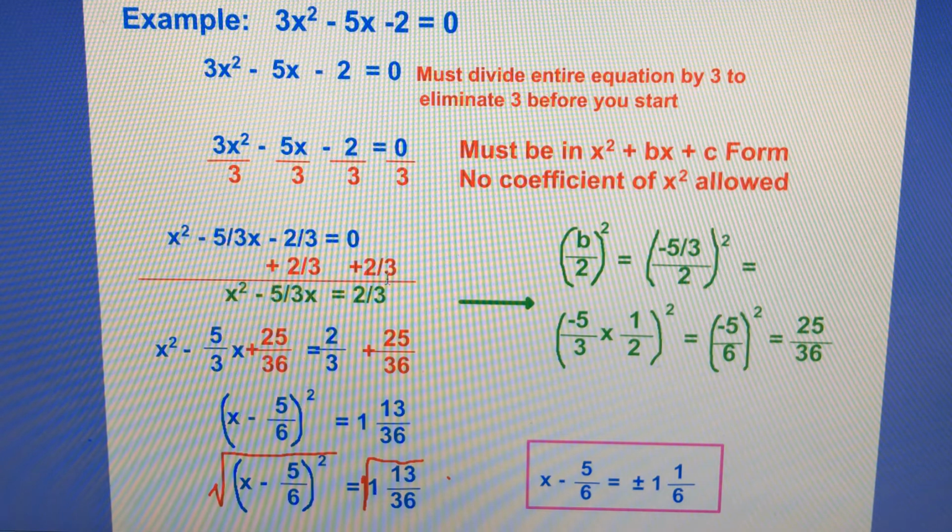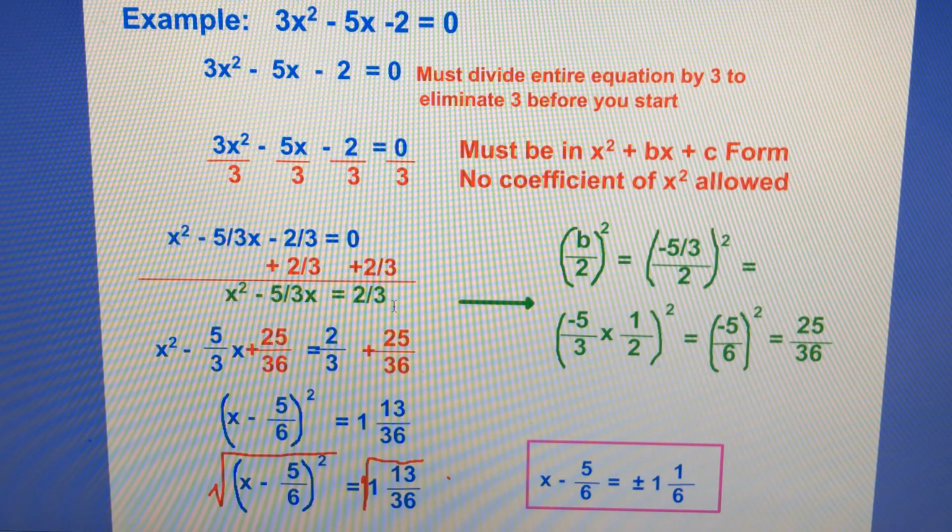Add 2/3 to both sides. I don't want that 2/3 over there. I want to be able to create my perfect square. So I move my 2/3 over to the right. Finally, I am left with x squared minus 5/3 x equals 2/3.